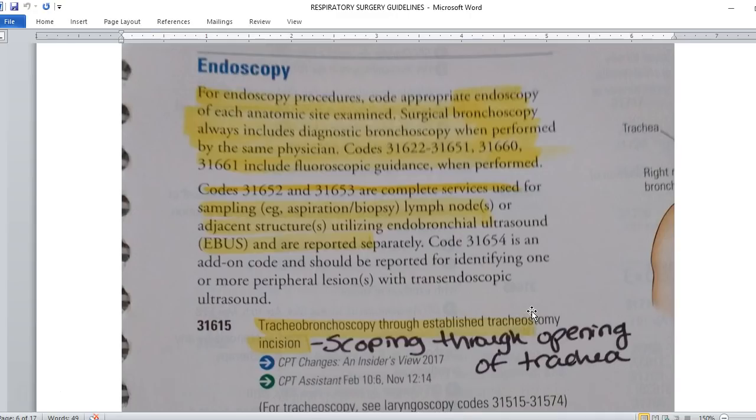We also have codes 31652 and 31653. These are complete services for sampling, what we call aspiration or biopsy, of lymph nodes or adjacent structures utilizing what we call EBUS, endobronchial ultrasound, and are reported separately. So EBUS is used more for when there is an issue with the lymph nodes or there's cancer and we have to go in and sample those areas. Code 31654 is an add-on code that should be reported for identifying one or more peripheral lesions with transendoscopic ultrasound. So again, what's included in the codes in general, and then what is included in the code descriptor.